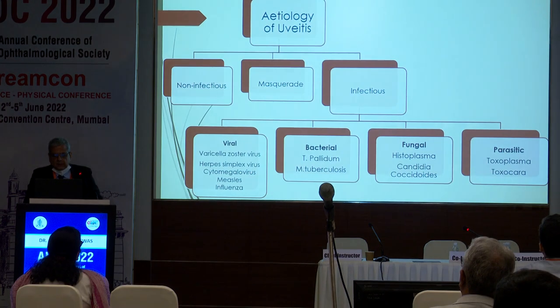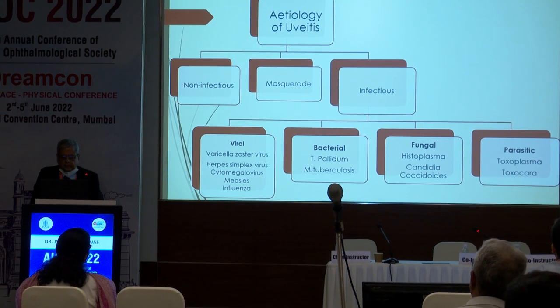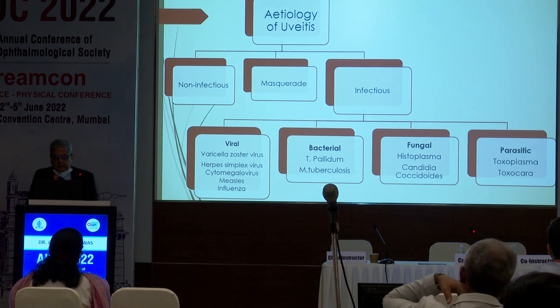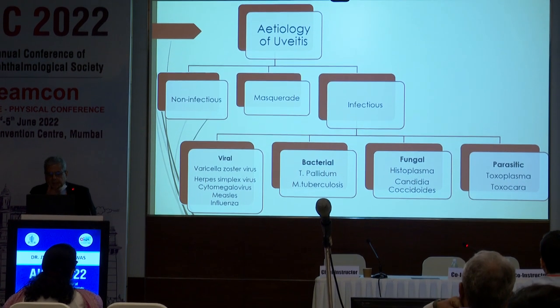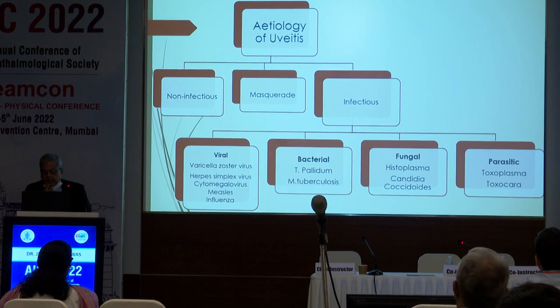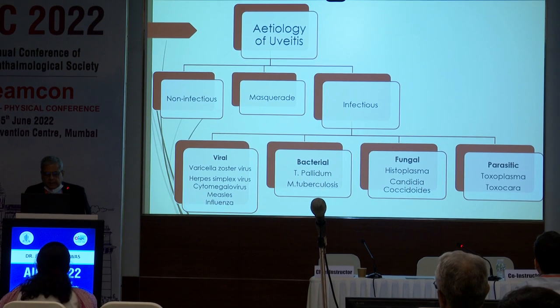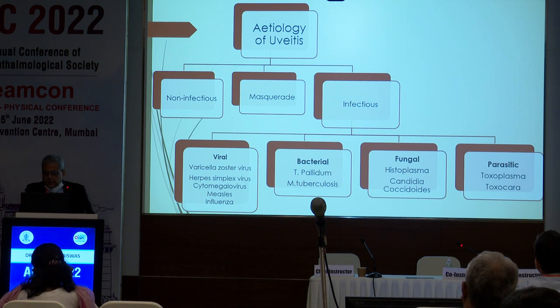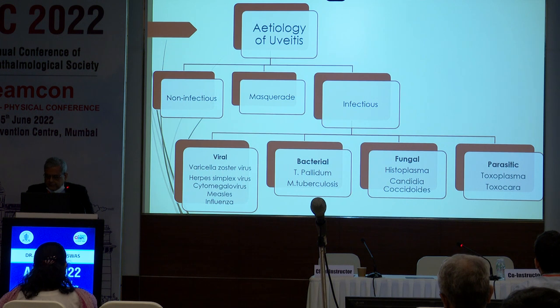So particularly in uveitis, the etiology, I don't want to describe in detail, could be non-infectious, infectious, and masquerade. And infectious can be viral, bacterial, fungal, and parasitic. And viral would be varicella zoster virus, herpes simplex virus, cytomegalovirus, measles, and influenza. Bacterial: syphilis, mycobacterium tuberculosis. Fungal: candida, coccidioidomycosis. And parasitic: toxoplasma, toxocara.